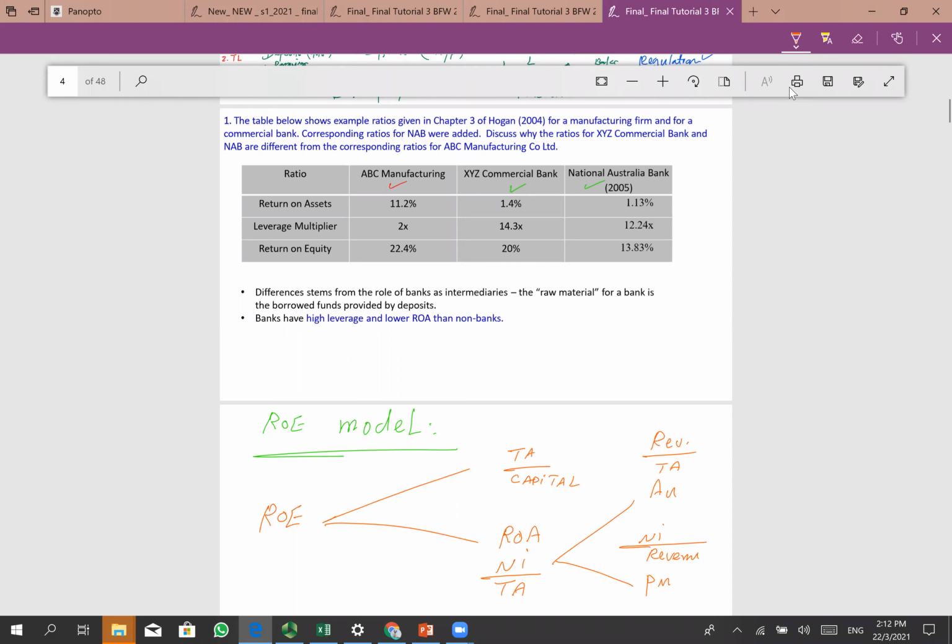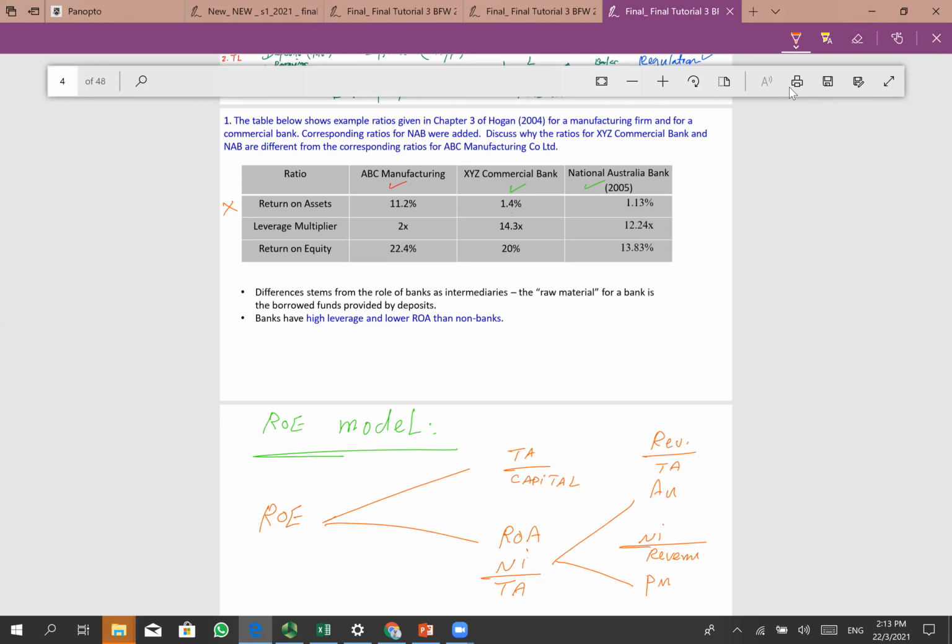If you take this one and you want to calculate the return on assets, we have total assets here. Anything that includes total assets or liabilities, you cannot compare. And therefore, you can see the return on assets for the company is 11.2, which is very high. Compare it with XYZ Bank or National Australian Bank, these people are getting 1.4. You will say, well, this company is doing so good in terms of return on assets. Actually, you cannot compare, because it includes total assets or total liabilities.